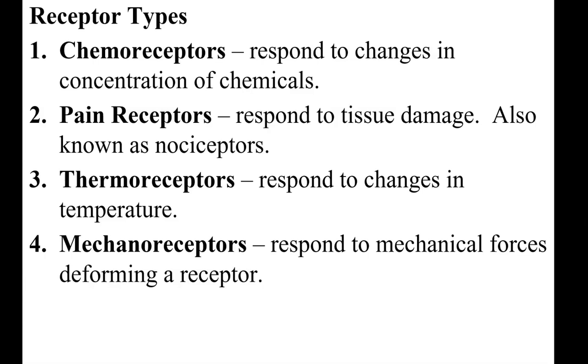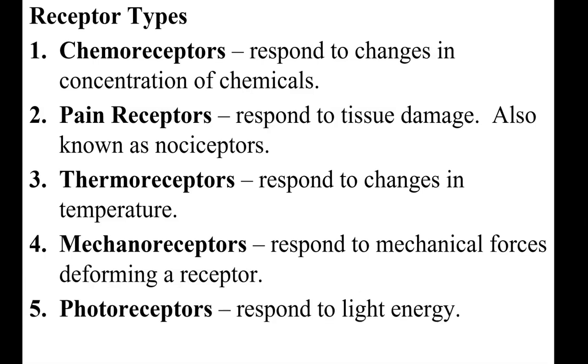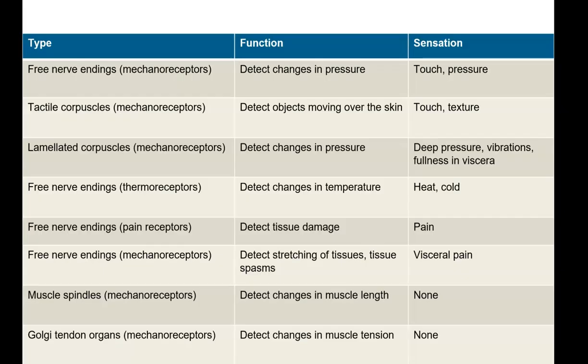The fifth one is going to be the photoreceptors. So these are going to be in the eyes, and they respond to light energy of sufficient intensity. So if, for example, you have a lot of light that's coming in, it's going to cause the contraction of that pupil. And if it's going to be dim light or not a lot of light, you're going to have a dilation of that pupil.